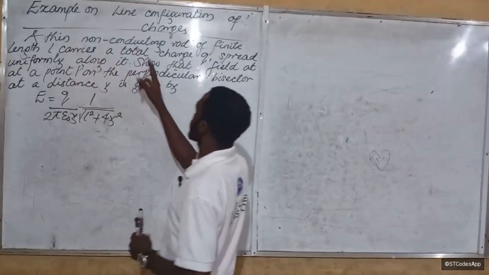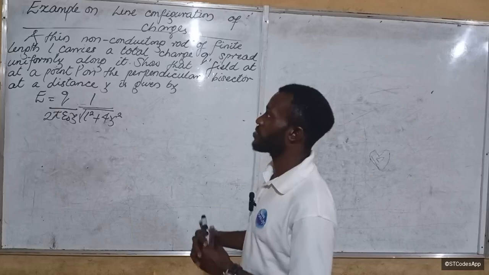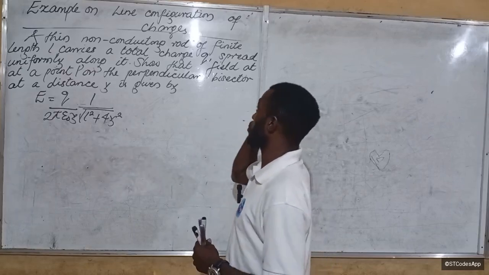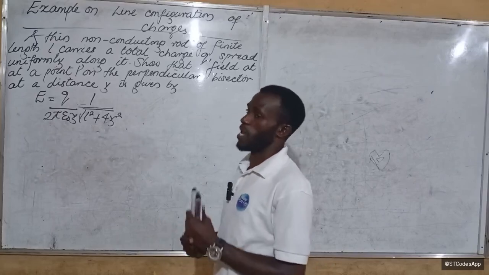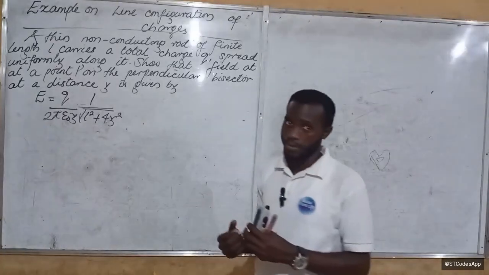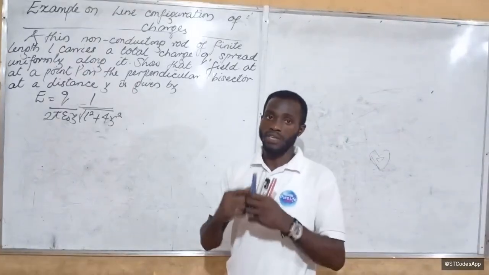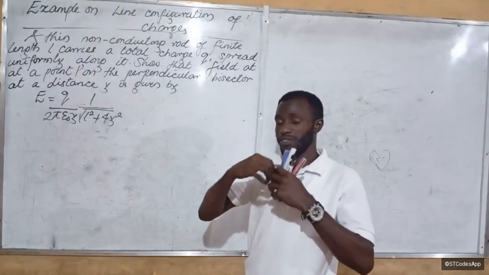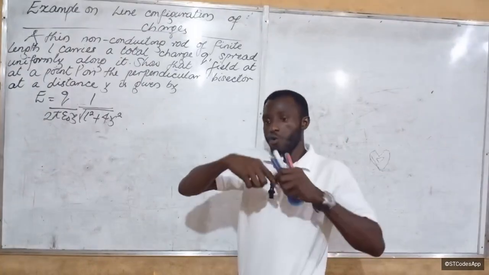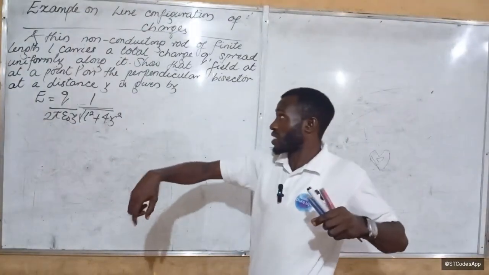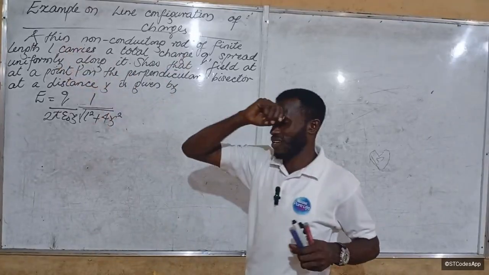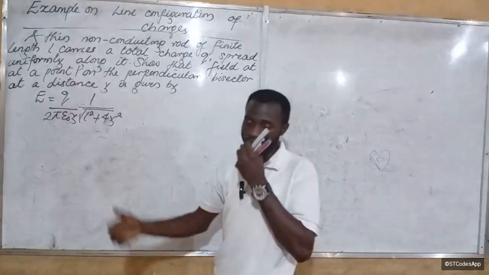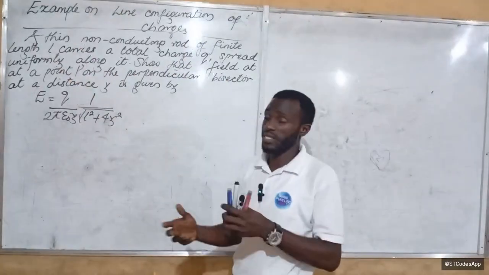Now, a thin non-conducting rod of finite length L carries a total charge Q spread uniformly along it. So we have spread our charge Q as infinitesimally small charges over that length of the wire. Is that clear? The wire is very thin, and it has a constant charge density.